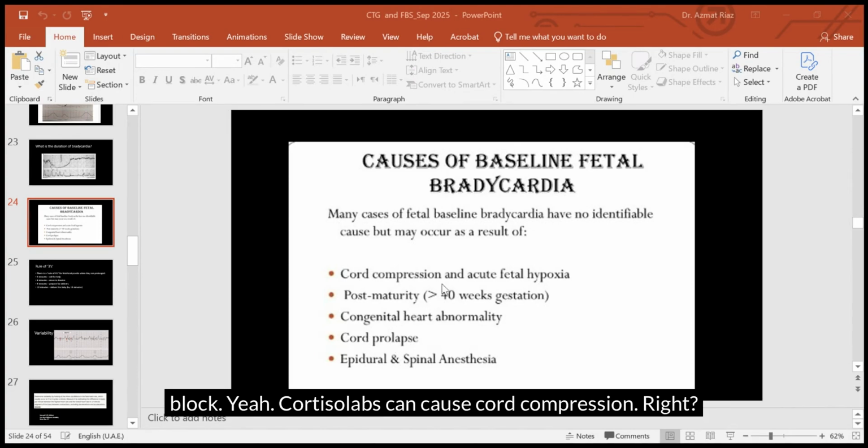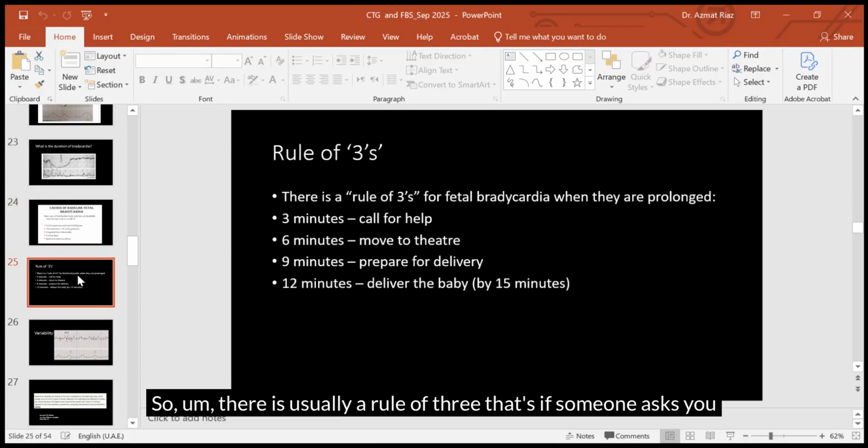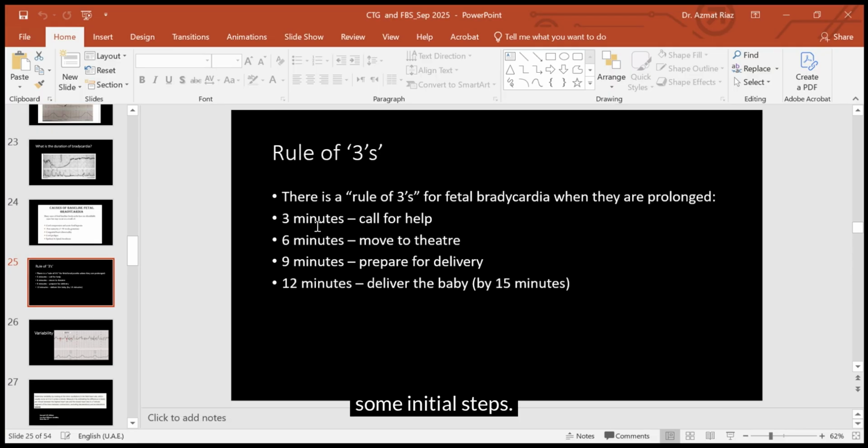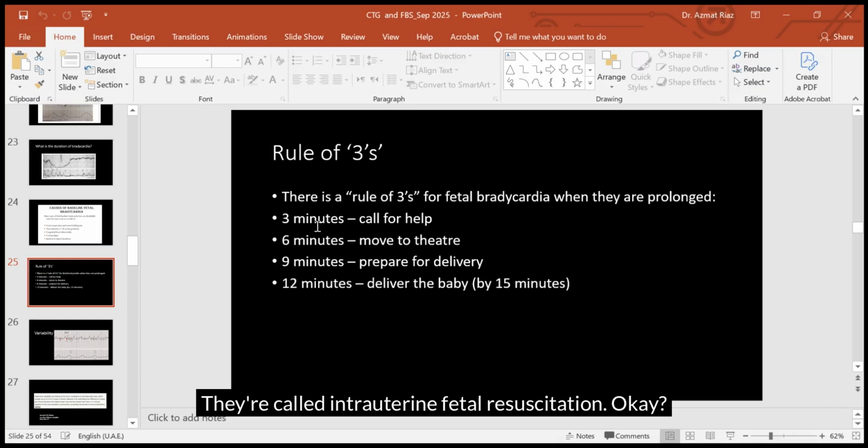Yeah, cord prolapse can cause cord compression, right? And epidural and spinal anesthesia, as we already discussed. So there is usually a rule of three. That's if someone asks you what is the rule of three related to fetal bradycardia, it's initially, whenever there is any problem with the CTG, there are some initial steps. They're called intrauterine fetal resuscitation. Like we are trying to resuscitate the baby whenever there is any problem.